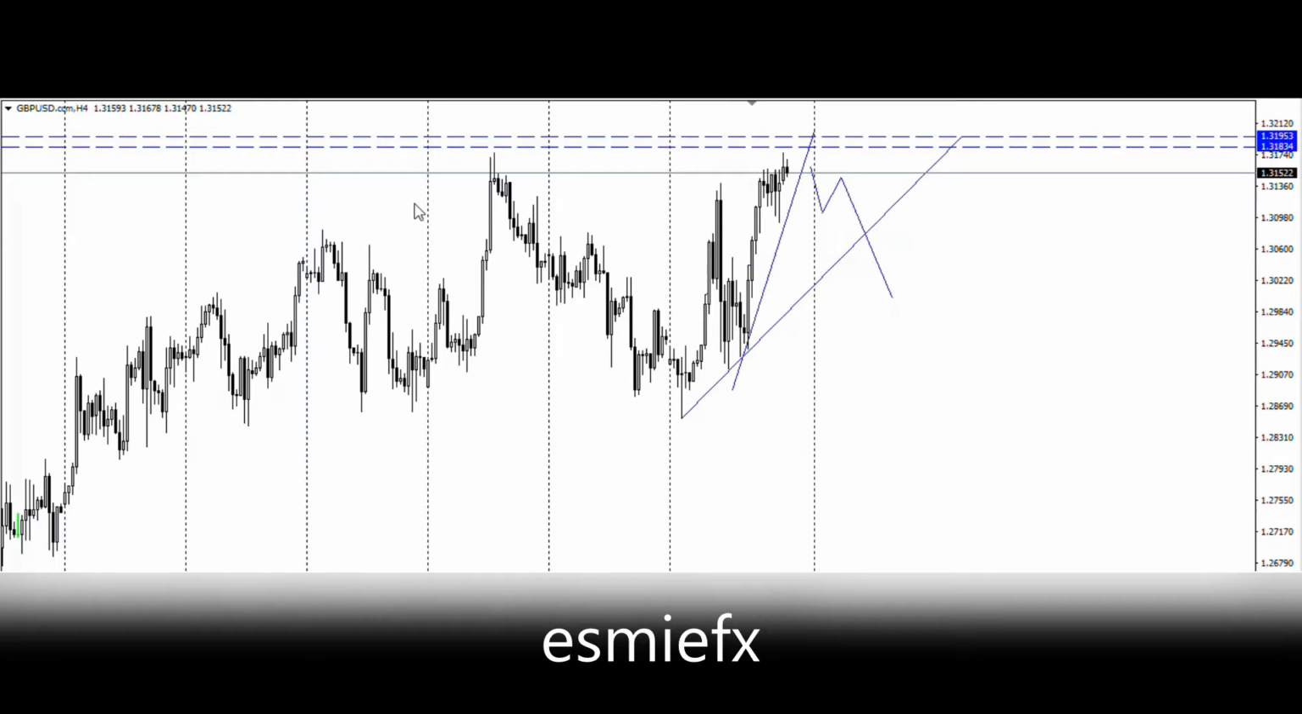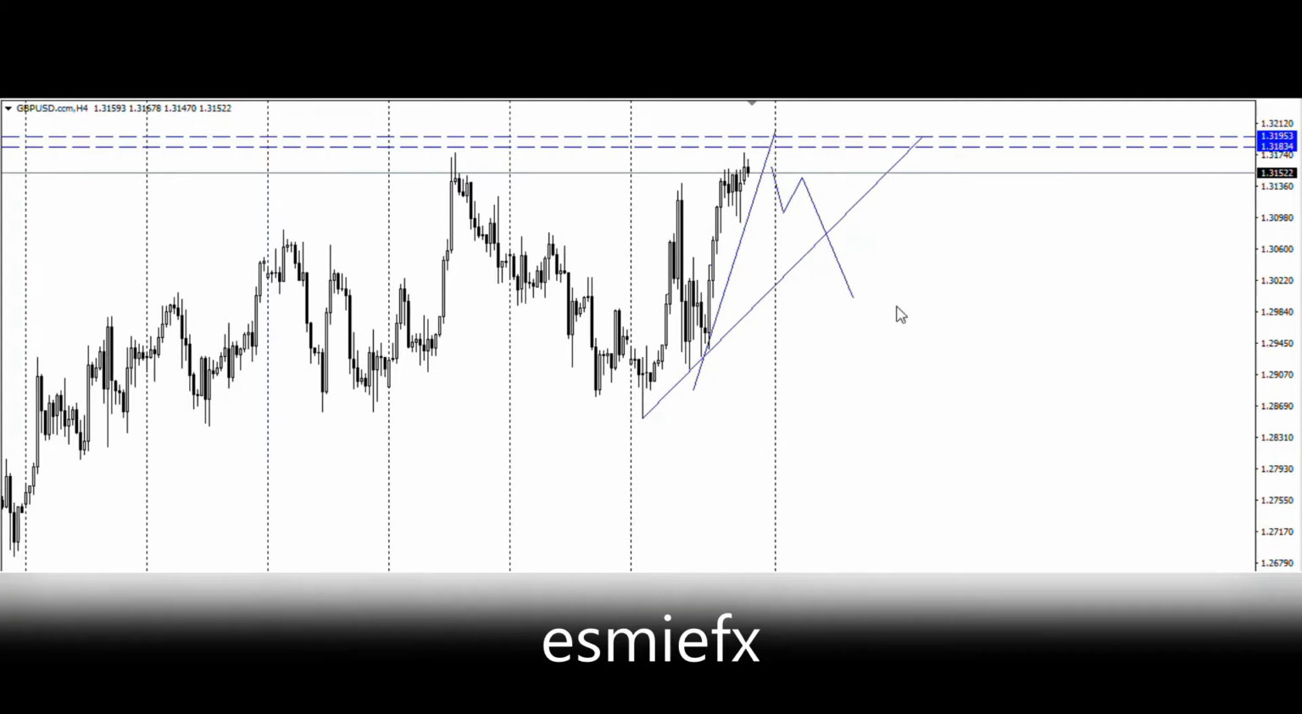Hi, this is GBPUSD 4-hour. I have drawn this trend line connecting this low to this low, and I have drawn another trend line here. This is a sharp move up. So if the price breaks the trend line and gives any retracement, the retracement could be a double top or a slightly higher high. I will still look for a sell, especially when it breaks this trend line. I'll be looking for a sell setup.